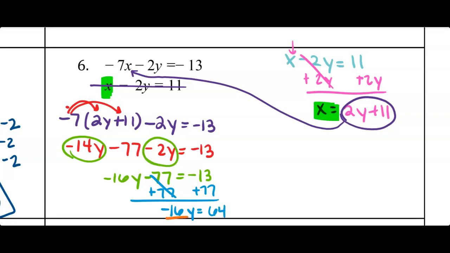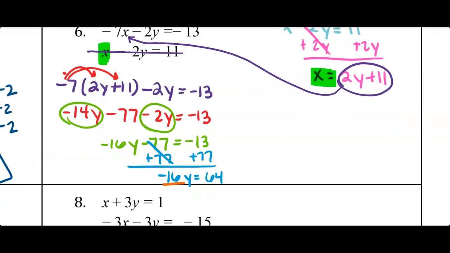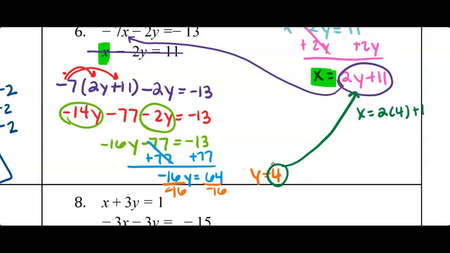And then finally dividing by negative 16, y is equal to 4. Once I have that answer, I can plug in, just like before, to my solved equation. So I'm going to have x is equal to 2 times 4 plus 11. So x is equal to 8 plus 11. So x is equal to 9.